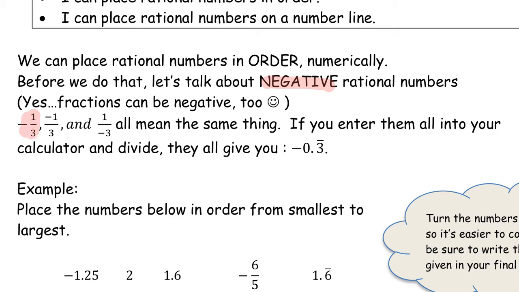So I can have it as negative 1 over 3, like the negative out front there. I can have the negative with my numerator, or I can have my negative with the denominator. Those all mean the same thing. If you enter them into your calculator, you're going to get negative 0.3 repeating in all of those cases. It doesn't matter where the negative sign is.